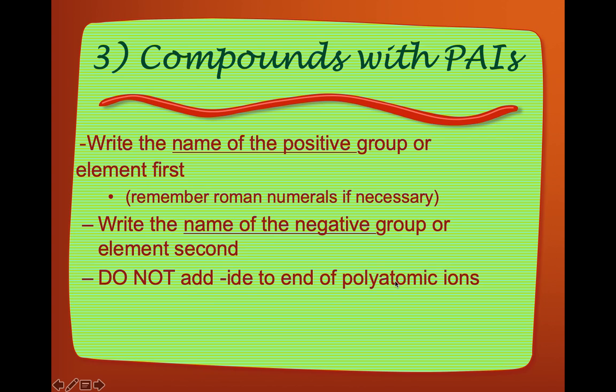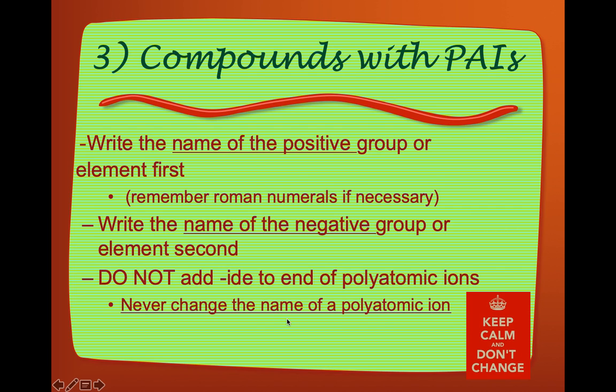Like, for example, if you had NO3, that's called nitrate. That's defining it as NO3. If you change nitrate to nitride, you would change it from being NO3 to just being N. Because remember, ide endings are elements. Polyatomic ions from the ion guide sheet take the name that's already given them and usually end in ate or ite. So remember, you never change the name of a polyatomic ion. You just copy it off the sheet.